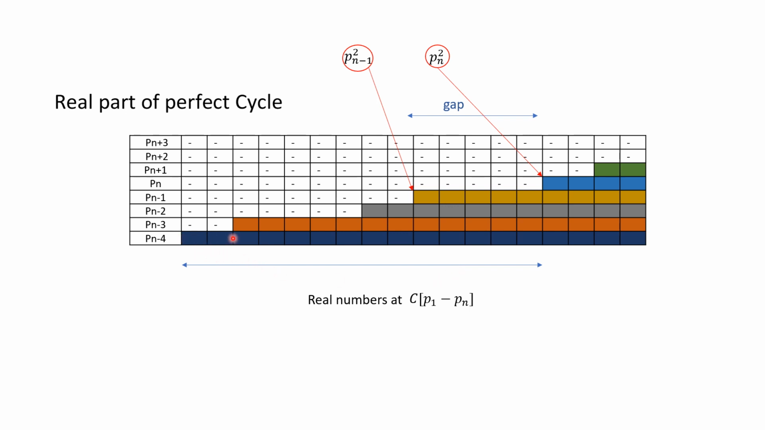So every new cycle is mapping the real number line. This gap will map this portion, the next prime will map this portion, the next prime is going to map this portion, and so on. And this is the gap of the cycle of Pn square minus Pn minus 1 square. This is the portion that will be mapped on the real number line before Pn square comes.